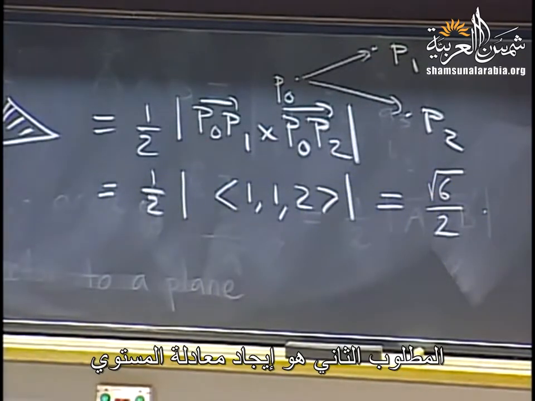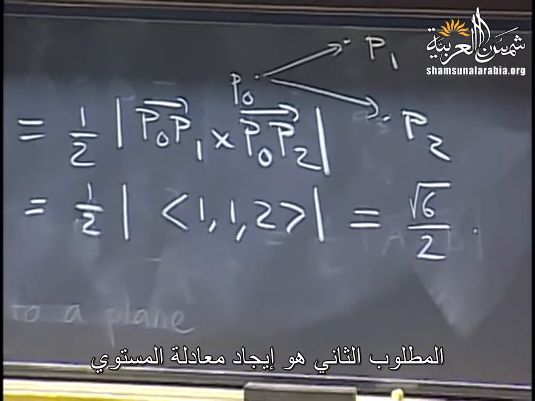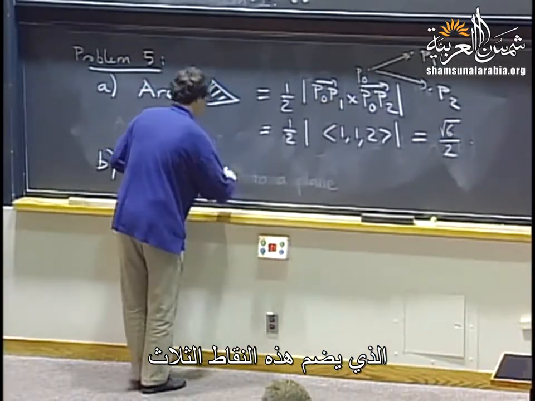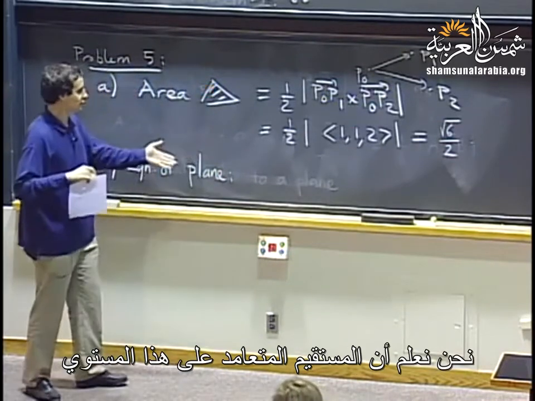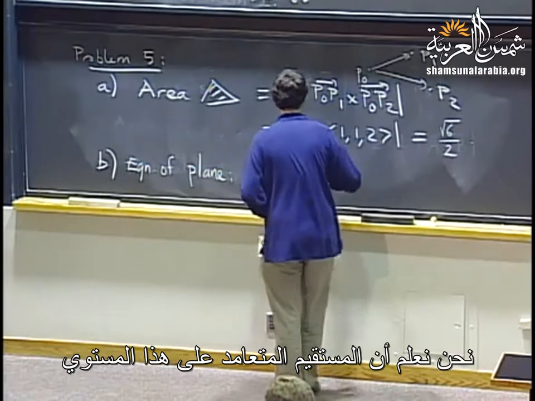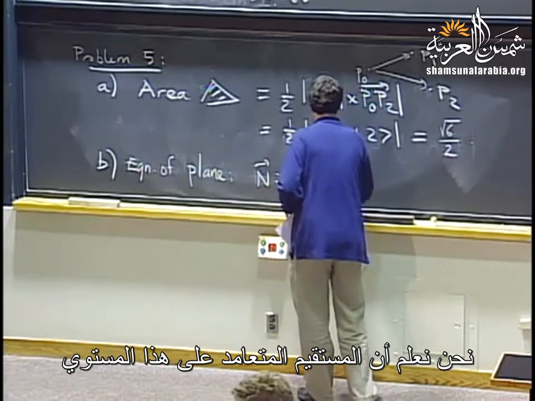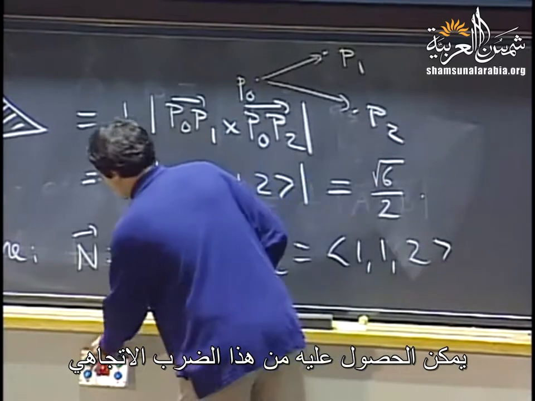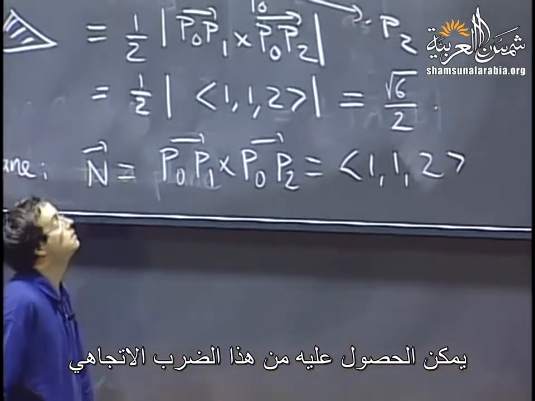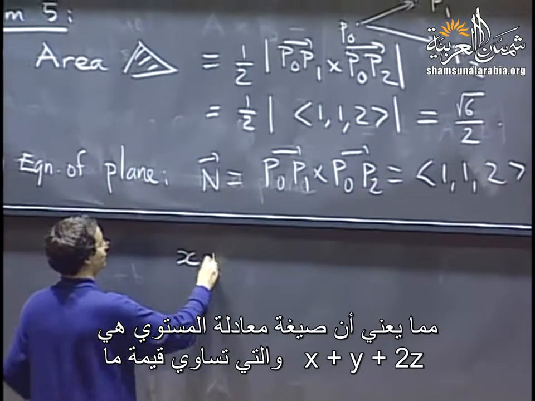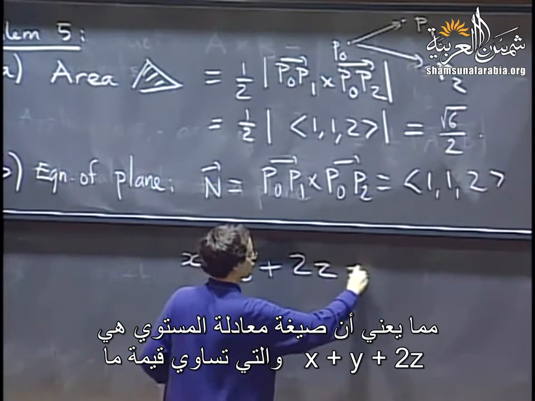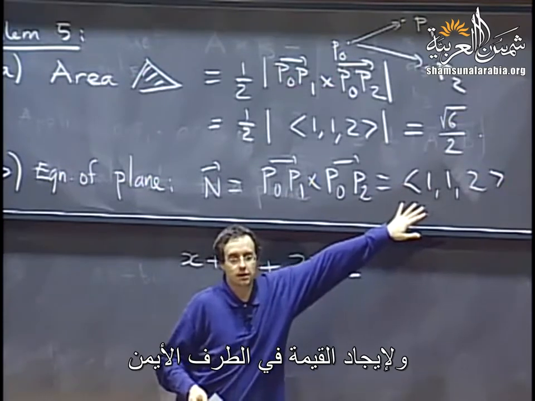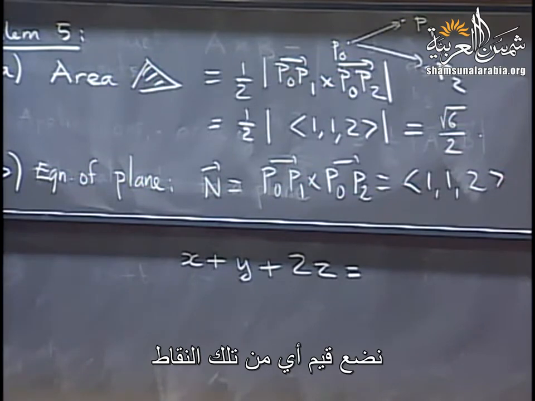The second one is asking you for the equation of a plane containing these three points. First of all, we know that the normal vector to the plane is going to be given by this cross product again. That means the equation of the plane will be of the form x plus y plus 2z equals something. The coefficients here come from the normal vector. And to find what goes on the right-hand side, we just plug in any of the points.